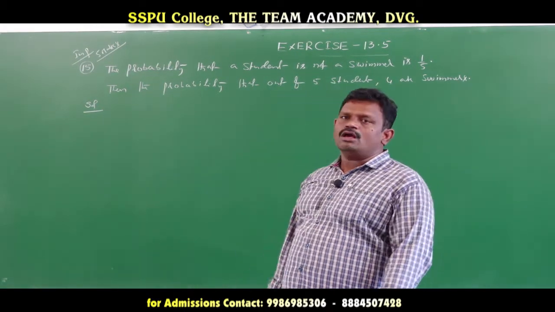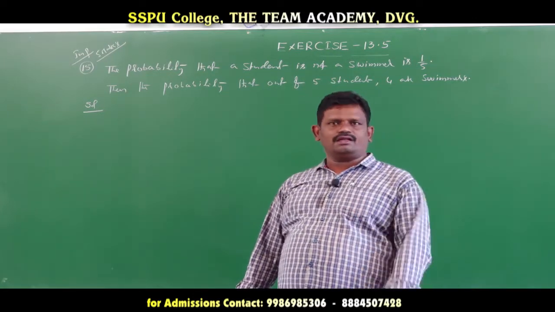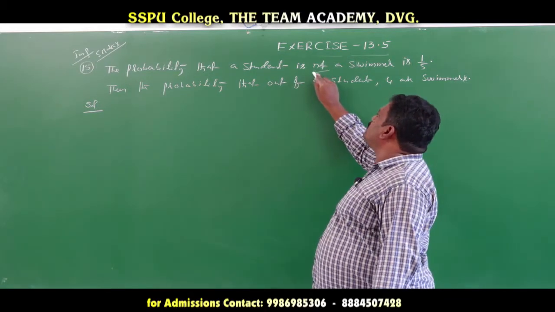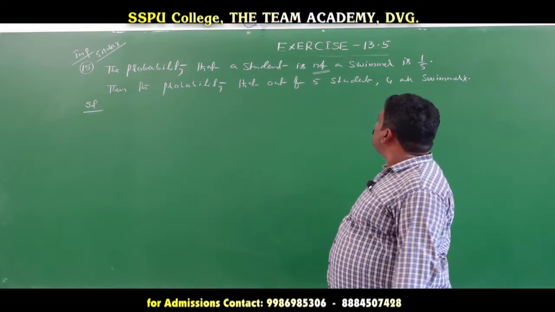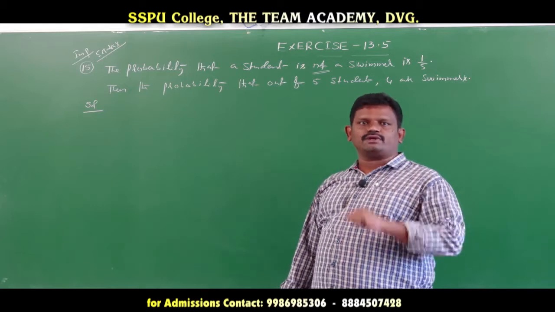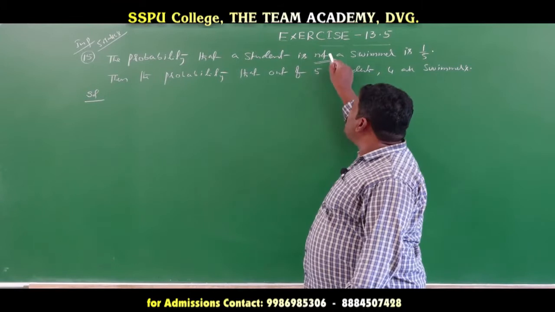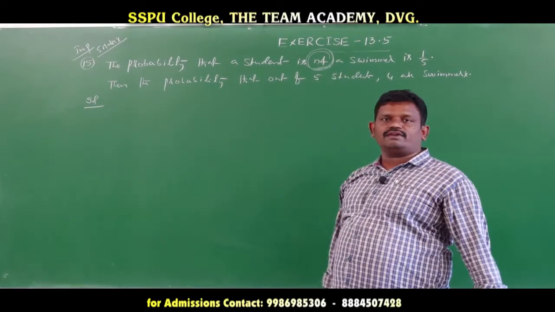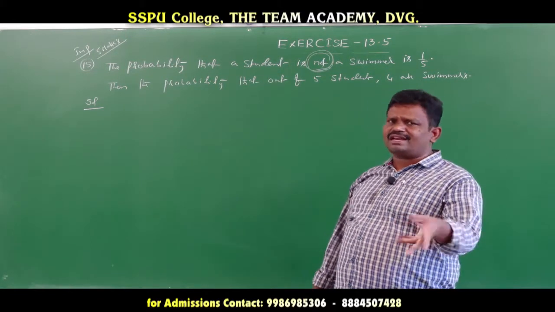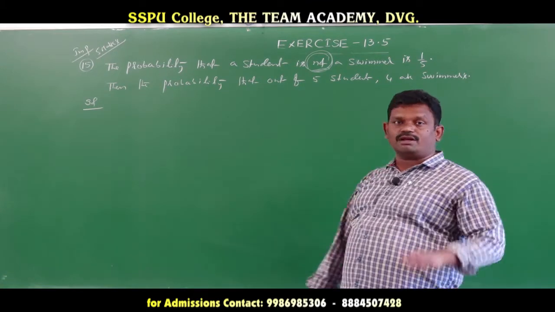In this question, one condition is different compared to the previous 13 problems. The probability that a student is not a swimmer is 1 by 5. See this word, 'not'. Not means we consider that the failure case, that is q. In any question, 'not' means the failure case, q, and then automatically we find the p value. Then n is 5 students, out of which 4 are swimmers.